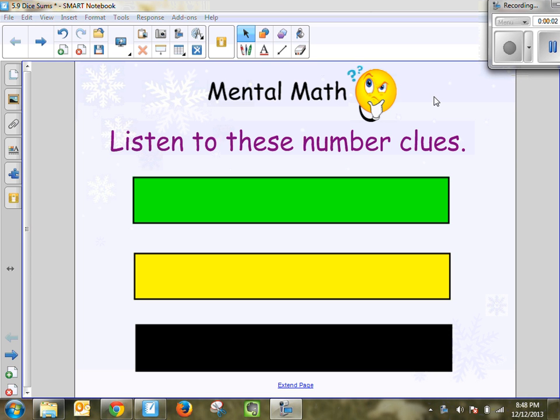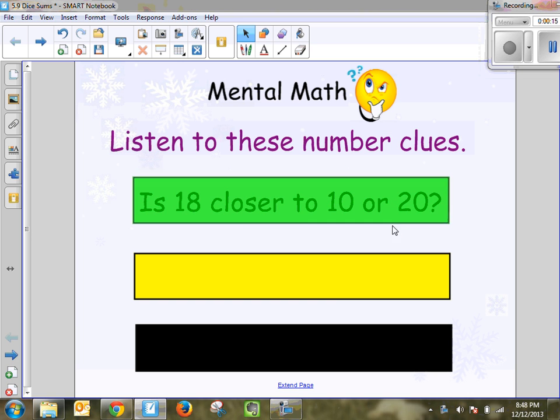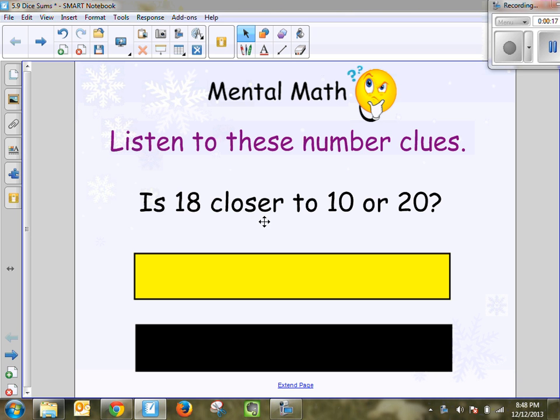As we get started with today's math lesson, you can see that I got some different color rectangles here on the screen. Now behind each of these rectangles are a couple numbers, and there's a couple questions that go with the numbers. I'm going to show you the first one behind this green rectangle. It's going to ask you, is the number 18 closer to 10 or 20?